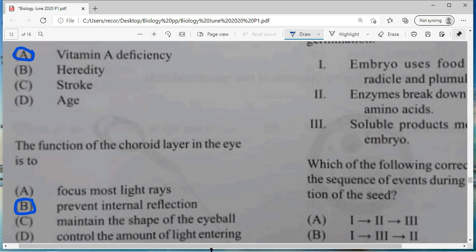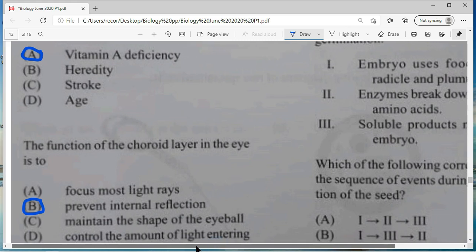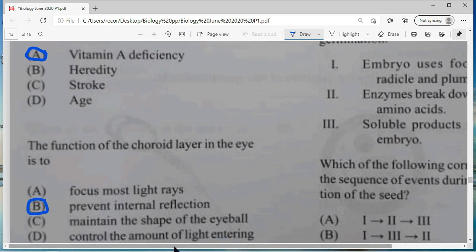Now, we move on down to the function of the choroid layer in the eye, which is to provide nutrients and of course prevent internal reflection. And that is pretty much textbook. If you were supposed to look at the diagram of the eye and look at the function of the choroid, you'd find it right there. So B being the answer.